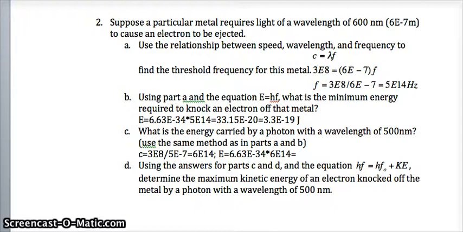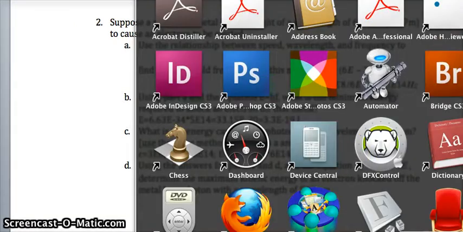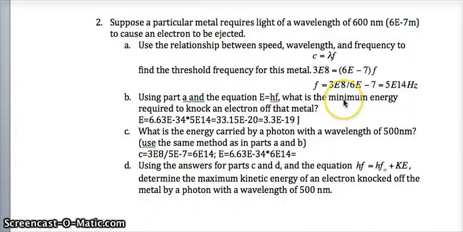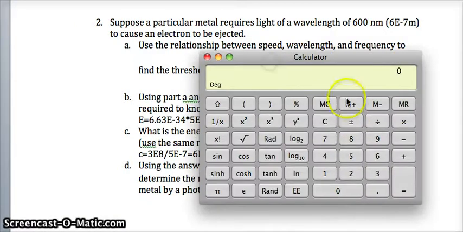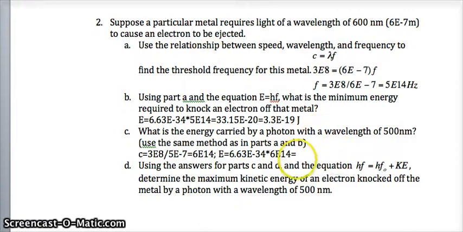We'll use the calculator to figure out this one. I can't quite do that one in my head. 6.63 times 6. The decimal points should be the same, so we get 3.978, or we can call that 4.0 times 10 to the negative 19th. And again, that's in joules.